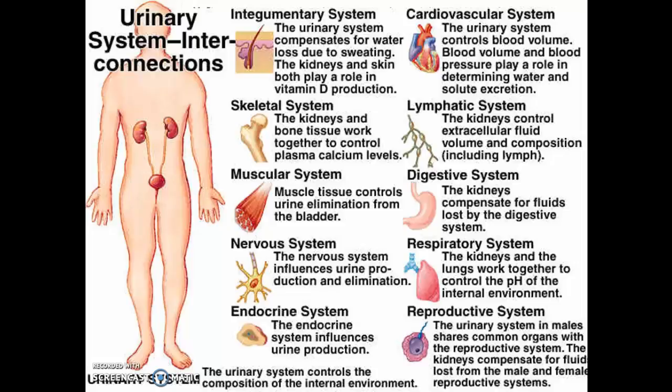Now, when it comes to the interactions of the urinary system with the cardiovascular or circulatory system, the urinary system controls blood volume. Blood volume and blood pressure play a role in determining water and solute excretion. And for the digestive system and its interactions with the urinary system, once nutrients are squeezed from the food, the leftover is waste, and the blood of the circulatory system is going to transport it to the kidneys. And they will expel it out of the body.